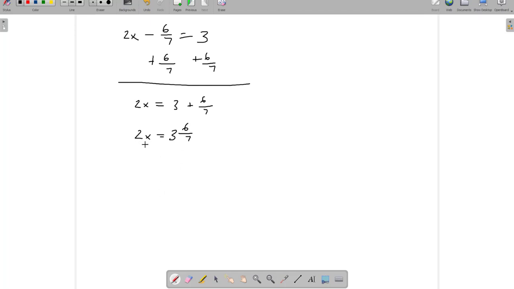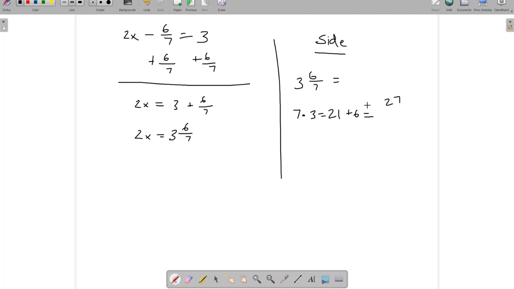But since we have to divide by this 2, we need to make this into an improper fraction. So let's do a quick side calculation. 3 and 6/7 is going to become what as an improper fraction? I need to do 7 times 3 equals 21, and then plus 6 will give me 27. So this mixed number is actually 27 over 7. So coming back over here, 2x equals 27 over 7.